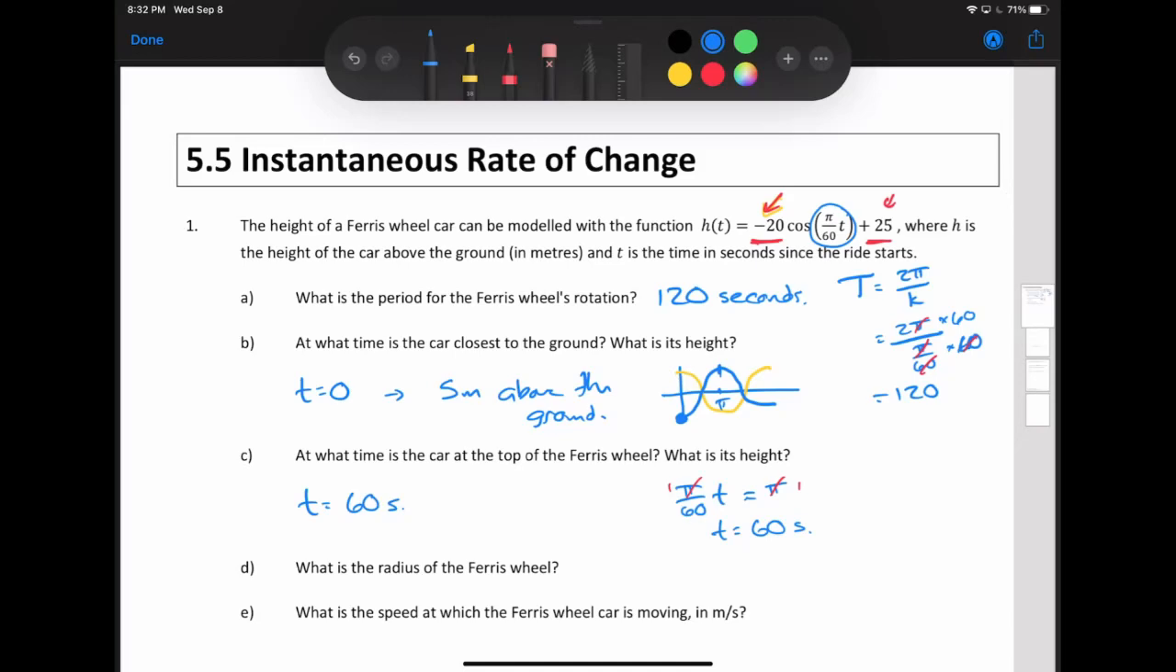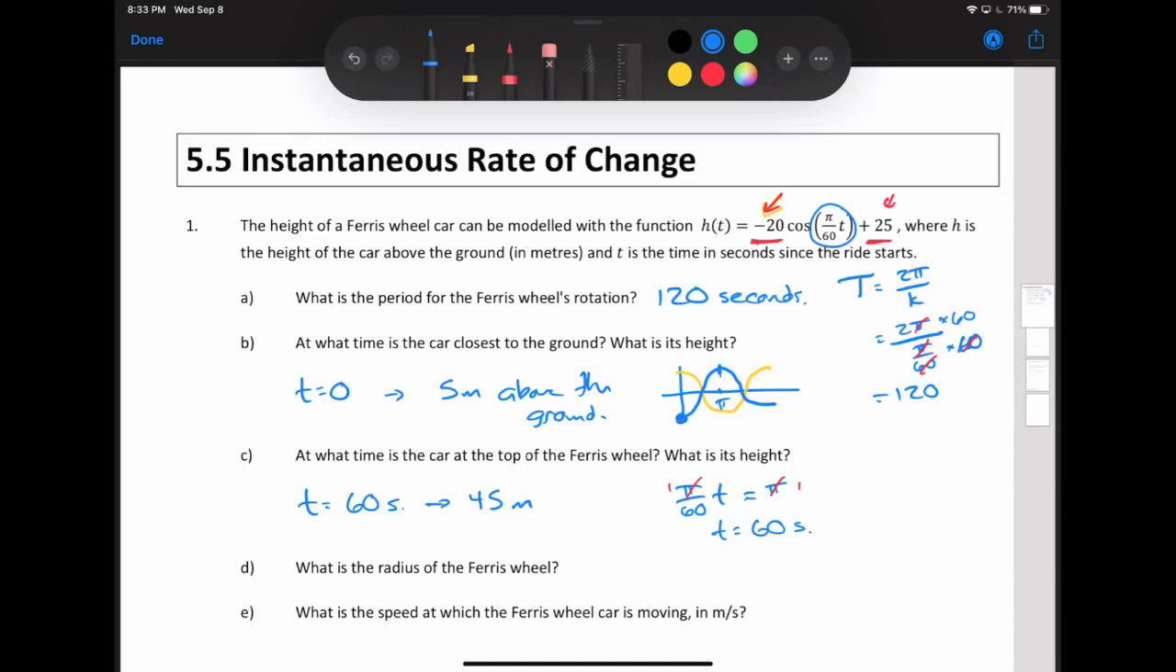Similarly, what's the height at that time? I could plug in t equals 60 and actually calculate out what h of t is. Or I can just say it's 25 meters and it fluctuates up and down 20, so its maximum height is going to be 45 meters. Yeah, that is a big Ferris wheel.